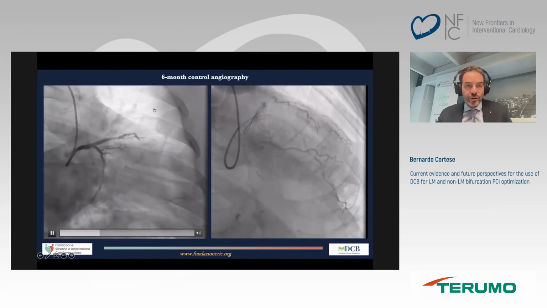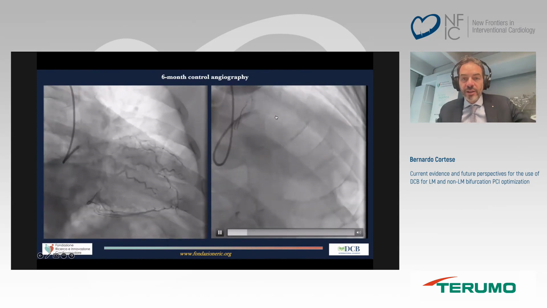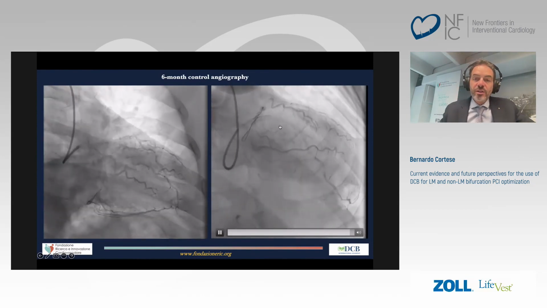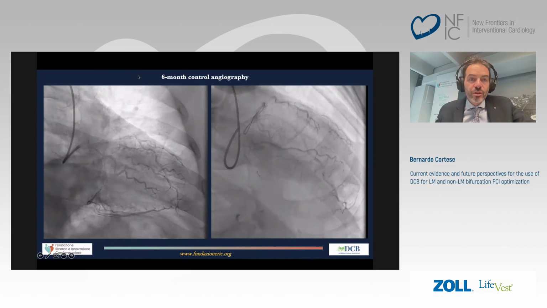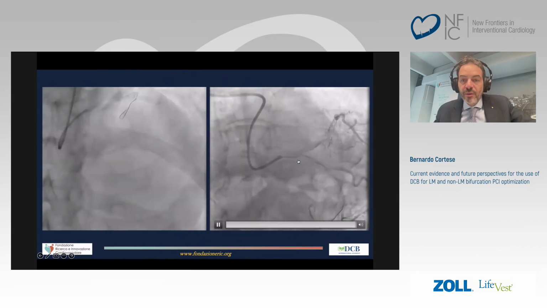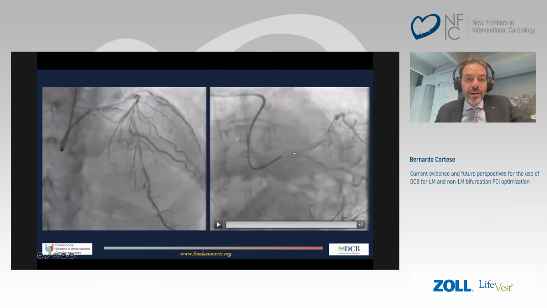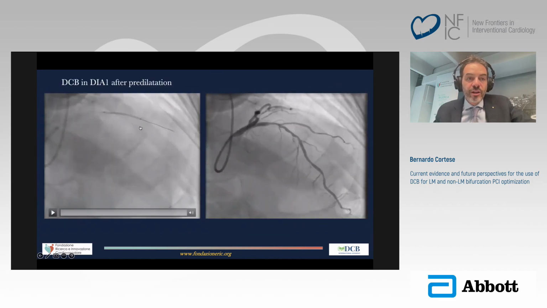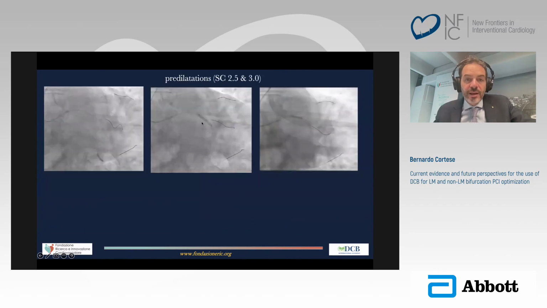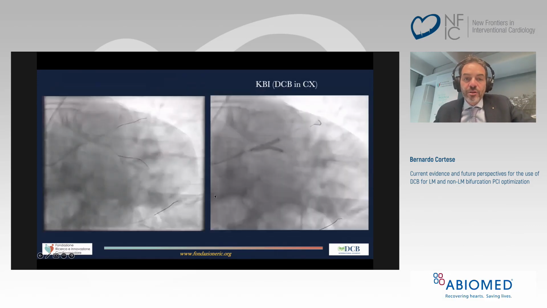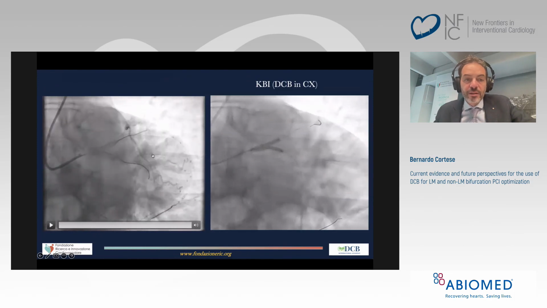Then we have the 6 months control angiography, which is showing how the dissection was nicely healed here. We still have this first diagonal disease, which we didn't treat, and we also have some disease in the circ with recoil, which is quite typical after POBA. So what we did here, we used a drug-coated balloon also for a diagonal branch, obtaining this result. And then at this time, we decided to deliver the drug also in the circ. We treated all of the circ with predilatation, with semi-compliant balloons, 2.5 distally and 3.0 in a proximal part. This was the result, good result.